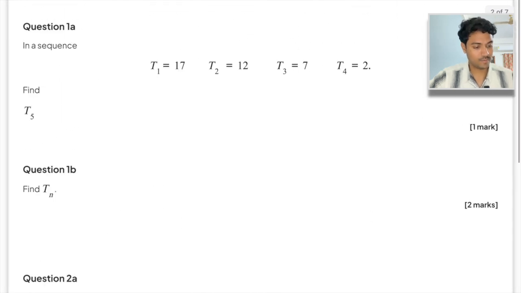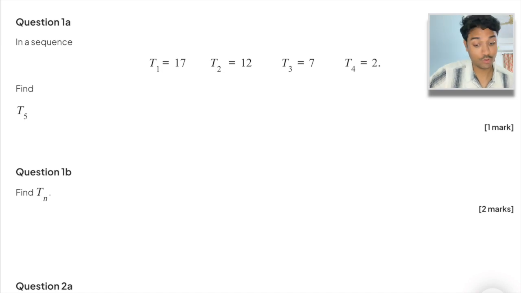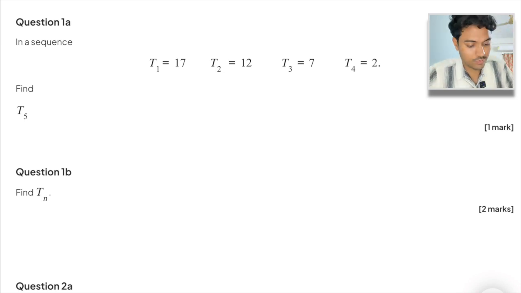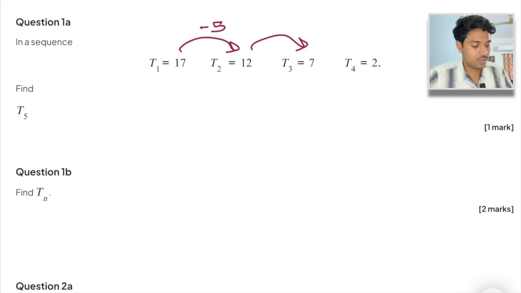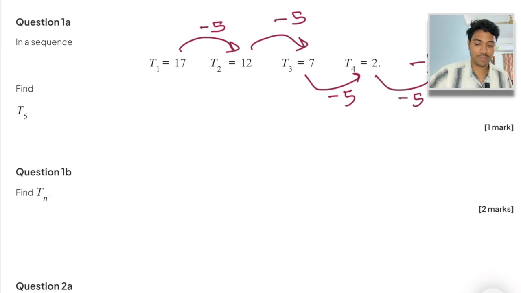Question number 1. In a sequence, T1, T2, T3, T4 is given, and they're asking us to find T5. So first we'll check the common difference. The common difference from T1 to T2 is -5. Here also it is -5. T3 to T4 it is -5, and we have to find T5, so again it will be -5. So 2 minus 5, that's -3. So -3 is the answer.